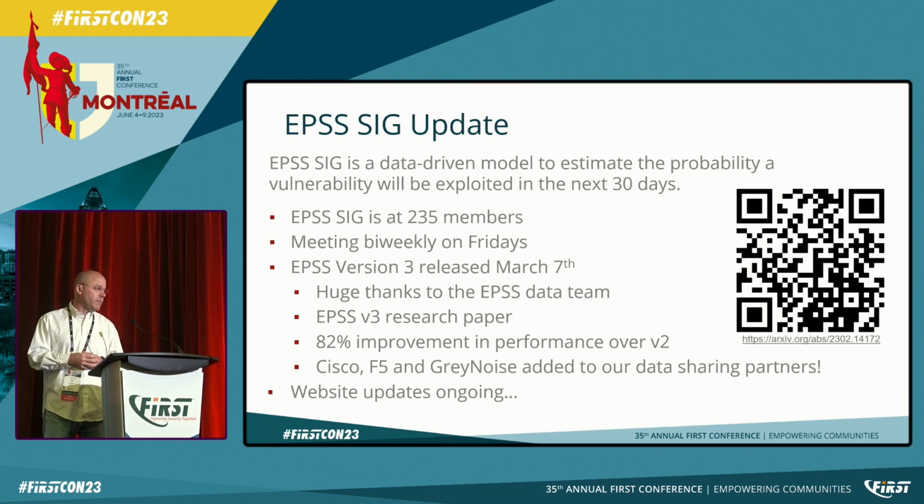One of the big things for EPSS this year is that we released what we call version 3 of the approach to the model, which created a vast improvement in our predictability. The effort by the data team has been insane, a huge amount of effort. We did release a research paper, and that's being published in a couple of different places. This URL, I think, goes to our website, so if you wanted to grab that QR code.